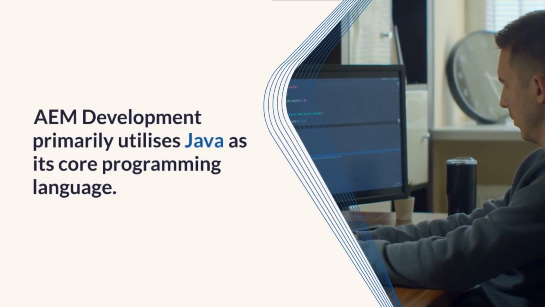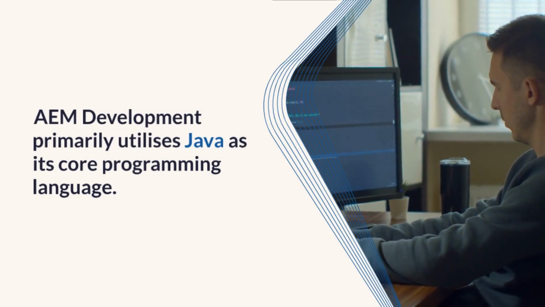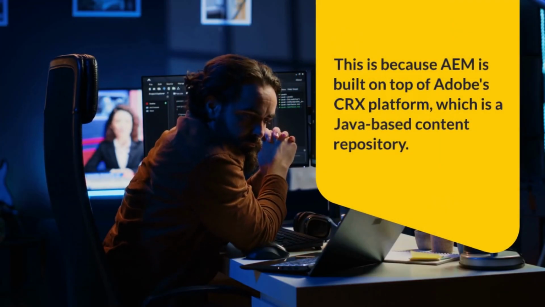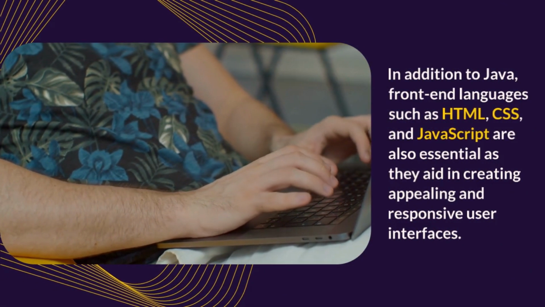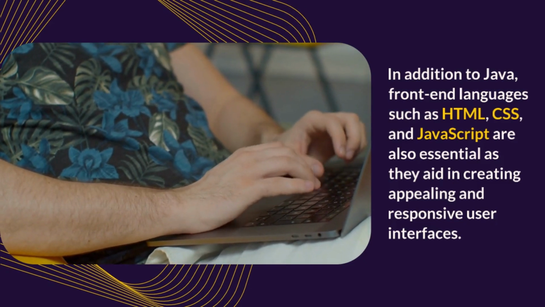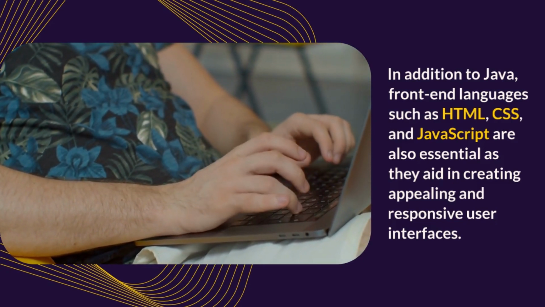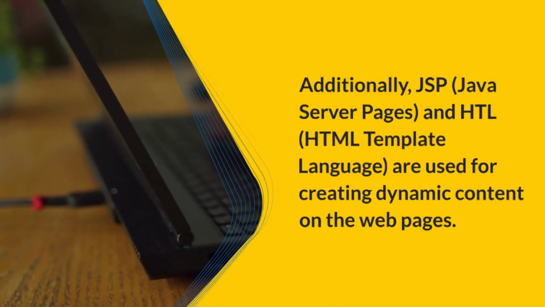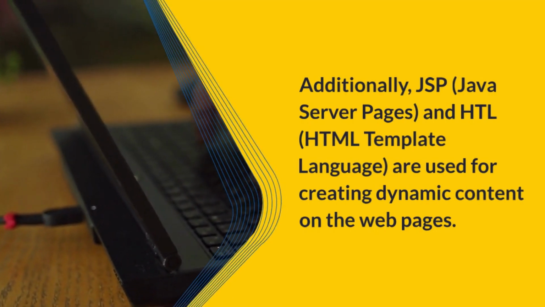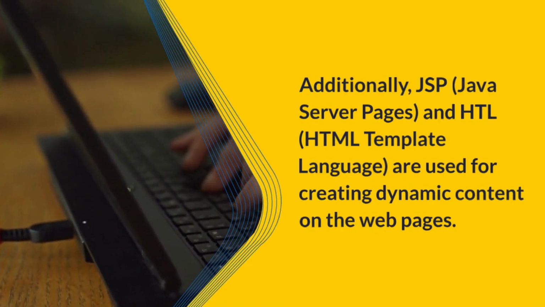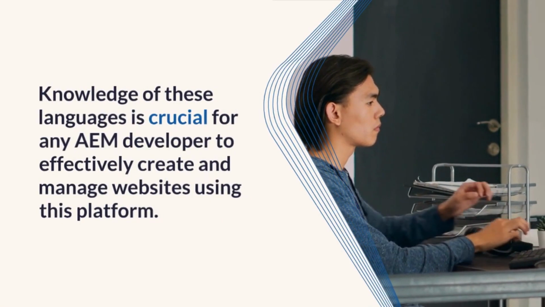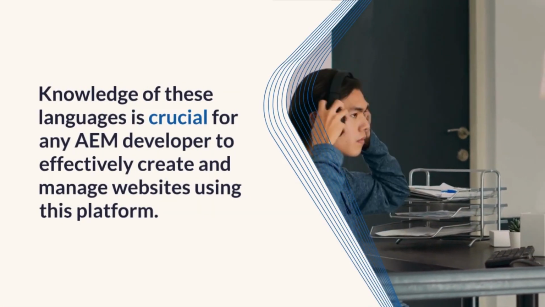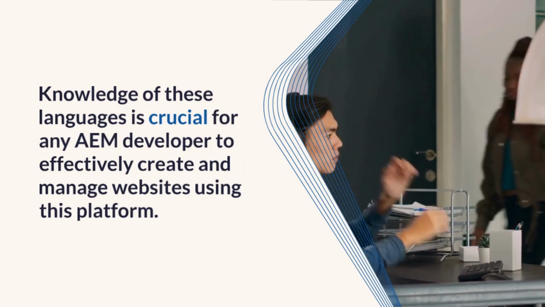6. What programming languages are primarily used in AEM development? AEM development primarily utilizes Java as its core programming language. This is because AEM is built on top of Adobe's CRX platform, which is a Java-based content repository. In addition to Java, front-end languages such as HTML, CSS, and JavaScript are also essential as they aid in creating appealing and responsive user interfaces. Additionally, JSP, Java Server Pages, and HTML template language, are used for creating dynamic content on the web pages. Knowledge of these languages is crucial for any AEM developer to effectively create and manage websites using this platform.